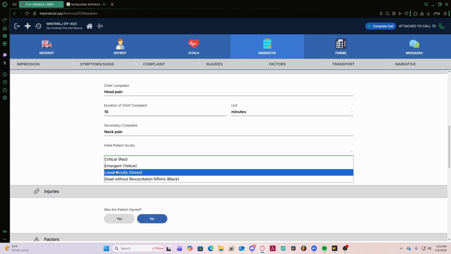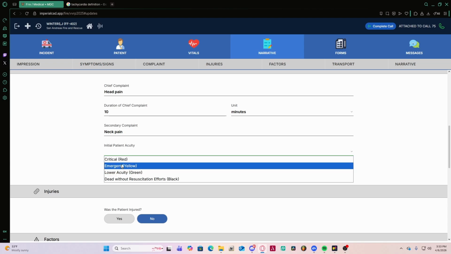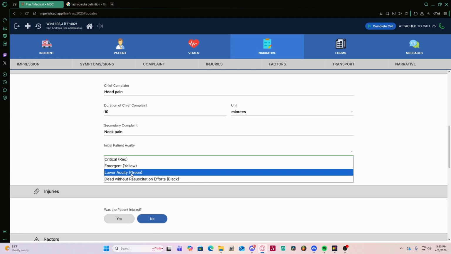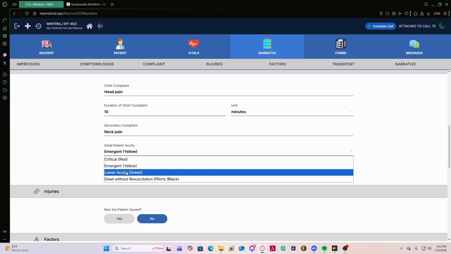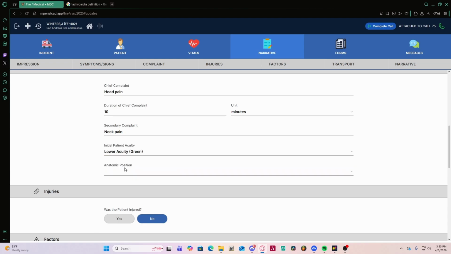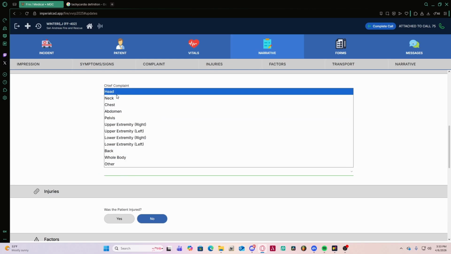So critical, emergent, lower. I would say red, yellow, green. So this is your lower triage, like tags. So she's probably about a yellow. Maybe not. No, she's probably yellow, lower. I don't think it would be like, oh, we need to get her to the ER right now. Well, that would be red in my mind. Right. But yeah, so anatomic position.